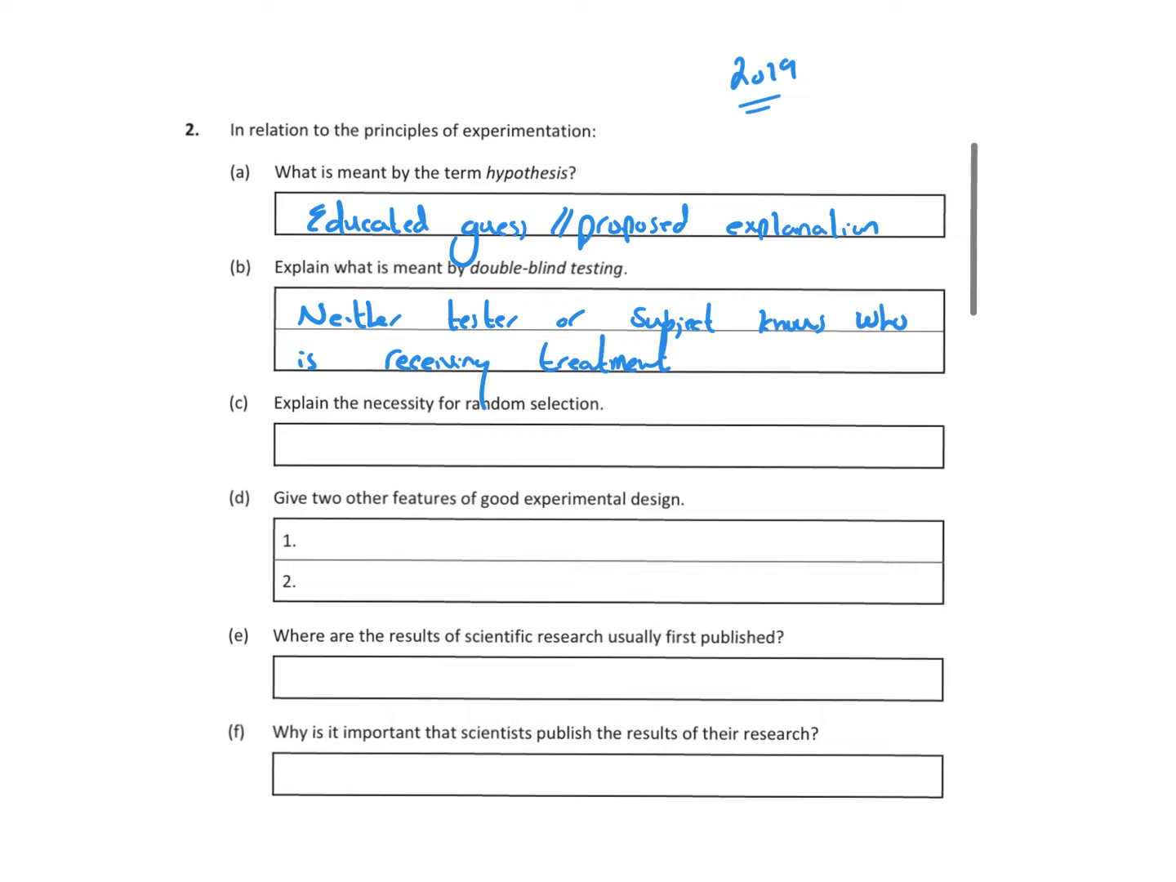Down here, explain the necessity for random selection. Well, one possible reason would be to reduce bias. That's one answer, and I'll throw in a second one there as well. It would also increase the reliability of the experiment as well.